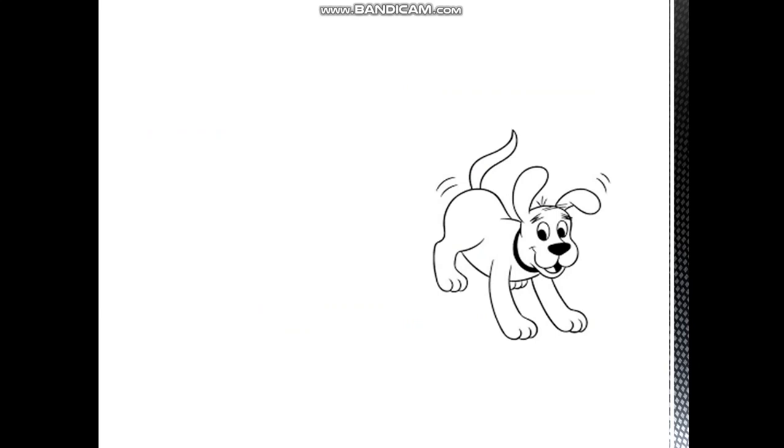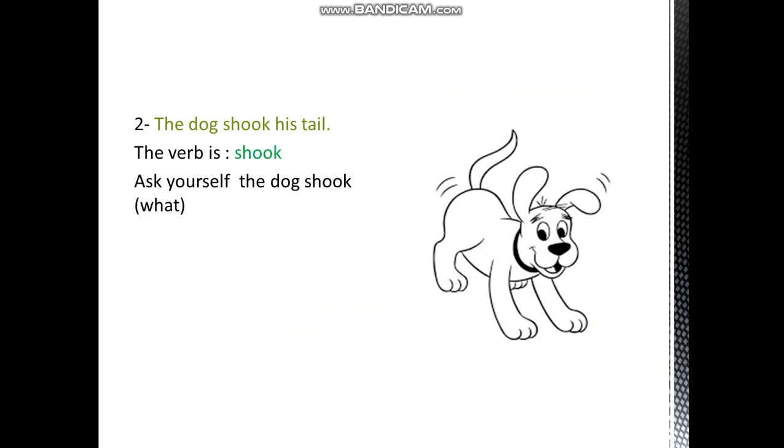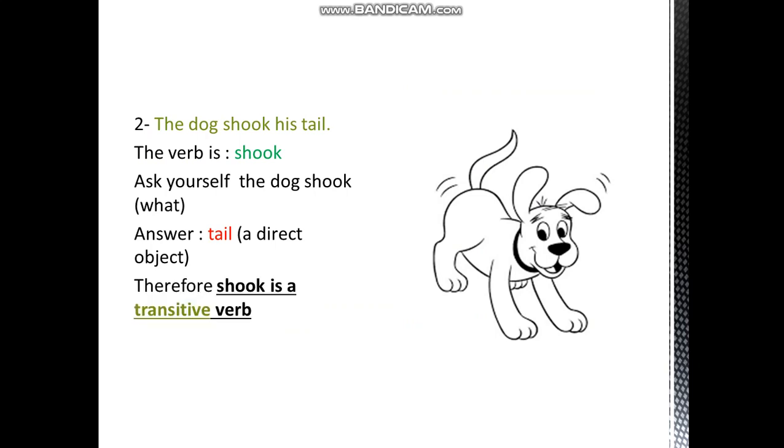Example 2. The dog shook his tail. The verb here is shook. Now, ask yourself, the dog shook what? The answer is going to be tail. So tail is a direct object. Therefore, shook is a transitive verb.